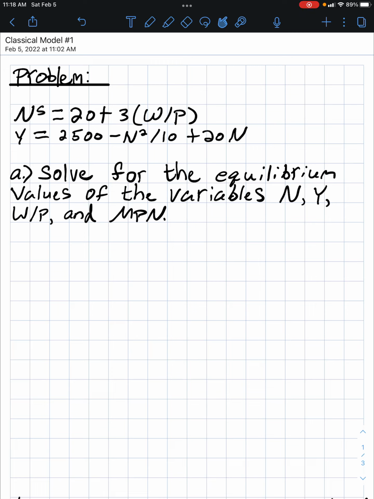We are given a supply function, ns, is equal to 20 plus 3w over p. We are given a production function of y is equal to 2500 minus n squared divided by 10 plus 20n. Part A. Solve for the equilibrium values of the variables n, y, w over p, and mpn.